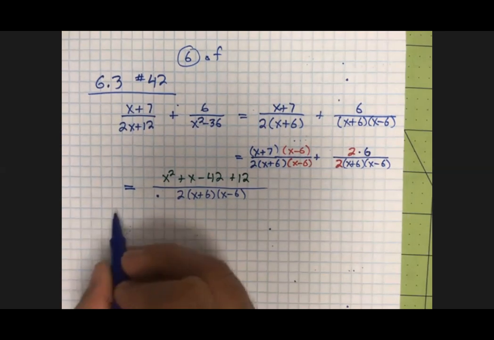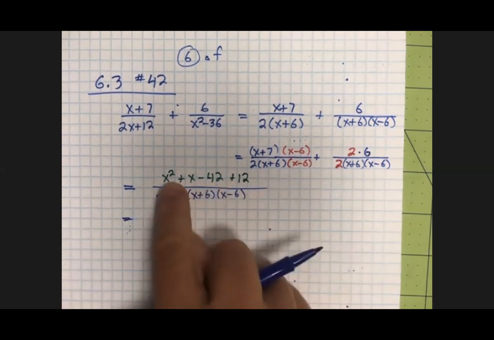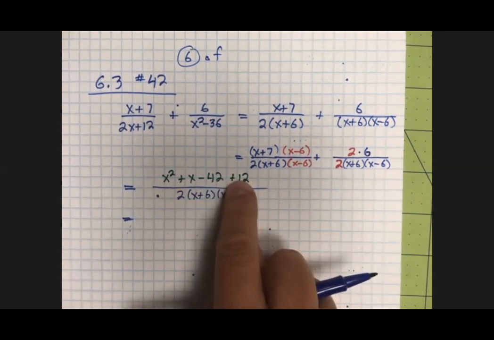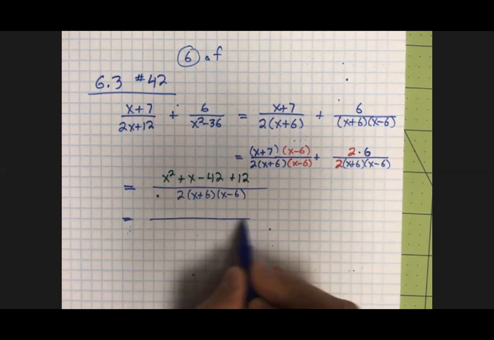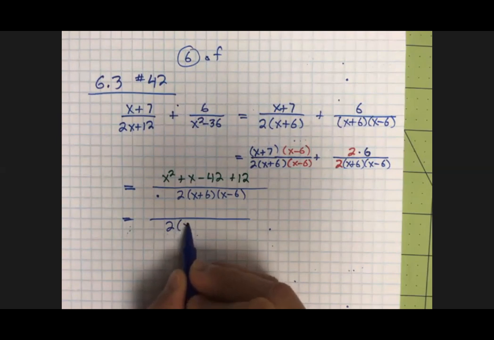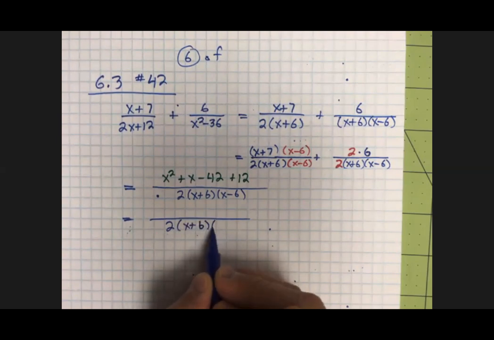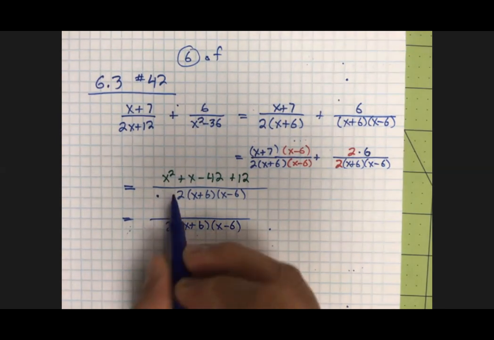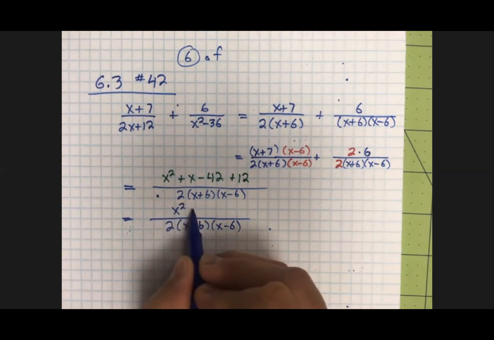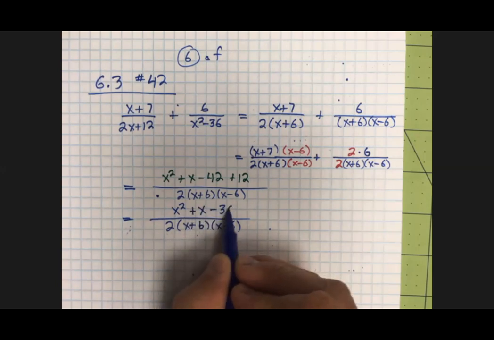And don't ever think you're done. Don't ever think you're done until you've completely simplified this correctly and seen if you can factor. So what do I have on the bottom? That's the easy part now. I already know that. But what do I have on the top? X squared plus x minus 30.